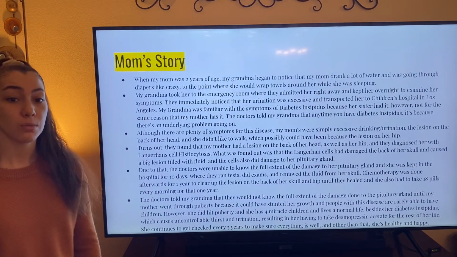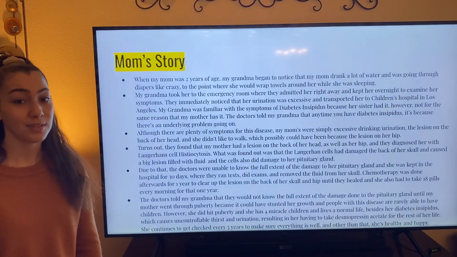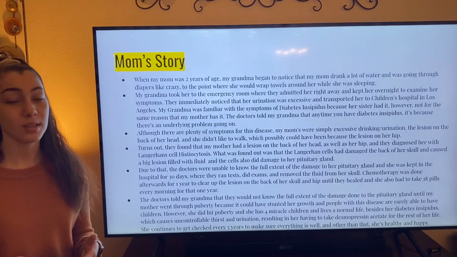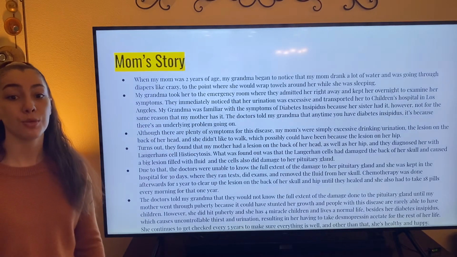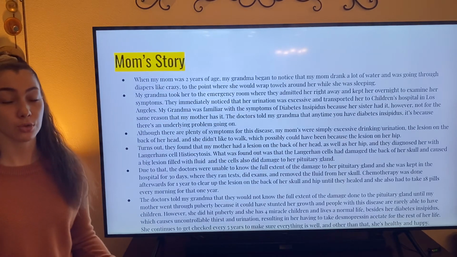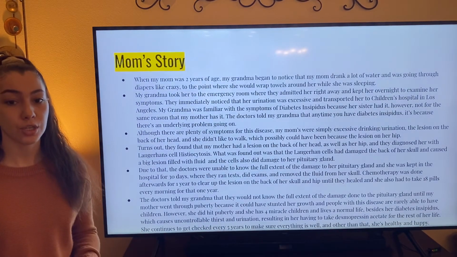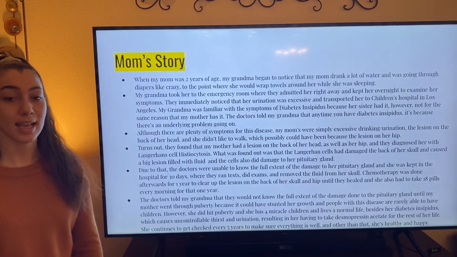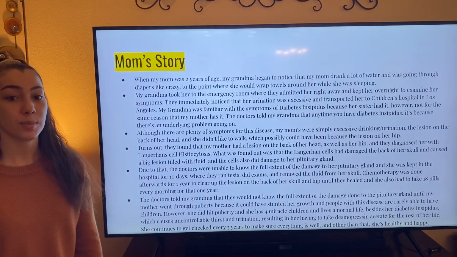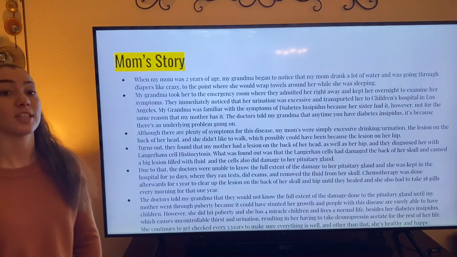The doctors told my grandma that they would not know the full extent of the damage done to the pituitary gland until my mother went through puberty, because it could have stunted her growth, and people with this disease are rarely able to have children. However, she did hit puberty, and she has 4 miracle children and lives a normal life, besides her diabetes insipidus, which causes uncontrollable thirst and urination, resulting in her having to take desmopressin acetate for the rest of her life. She continues to get checked every 5 years to make sure everything is well, and other than that, she is healthy and happy.